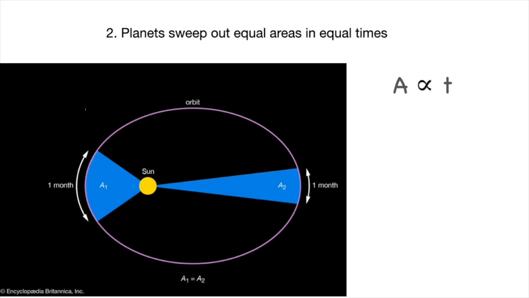We can state the law in terms of symbolic algebra as A is proportional to T, or A equals K times T, where K is a constant for a particular orbit. Remember K for Kepler, or K for Kepler's second law. Now Kepler realized that a planet's speed is slower when r is greater. Thus, the planet travels farther on the left side of this diagram than on the right, but the area swept out is the same.